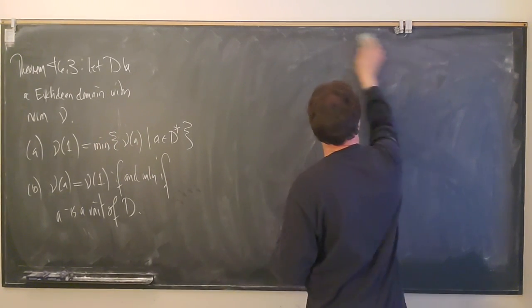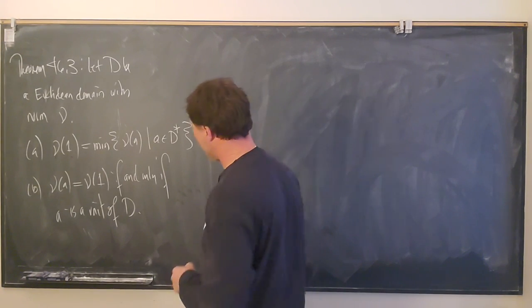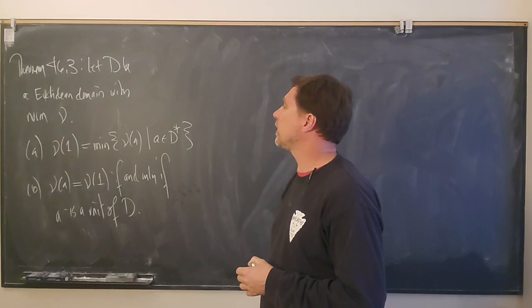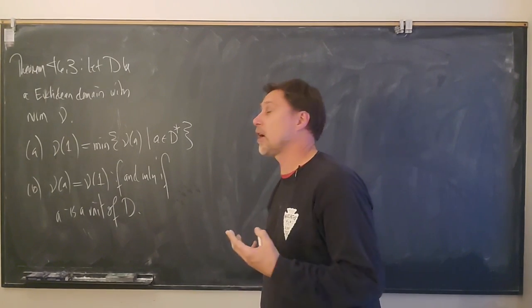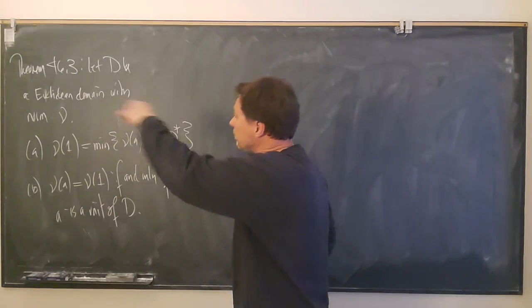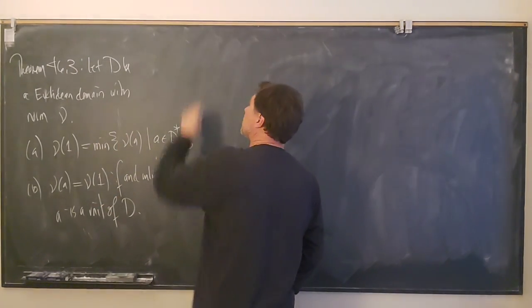So we get a little bit more than just a division algorithm out of Euclidean norms. I keep saying Euclidean algorithm, sorry. You also get this property right here. Okay, so let's prove this.